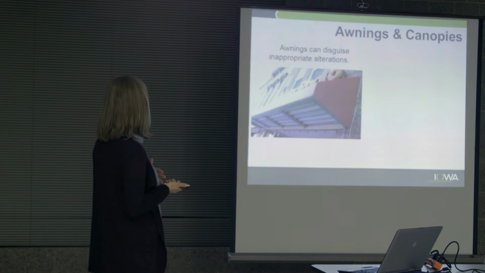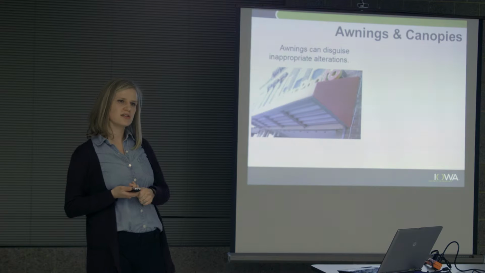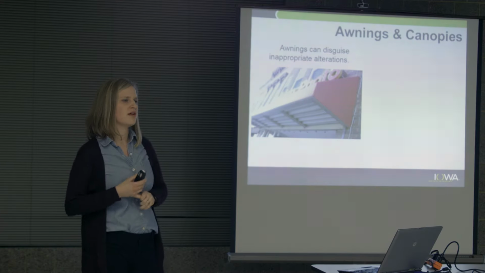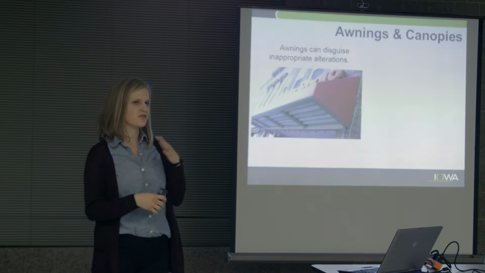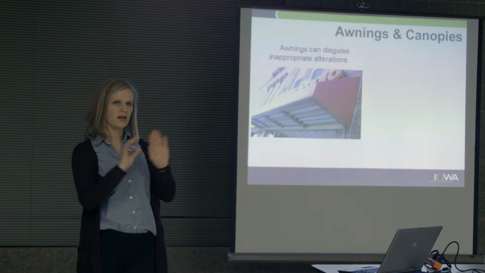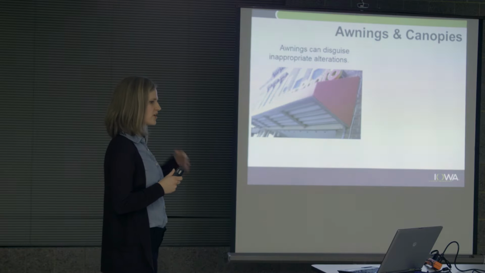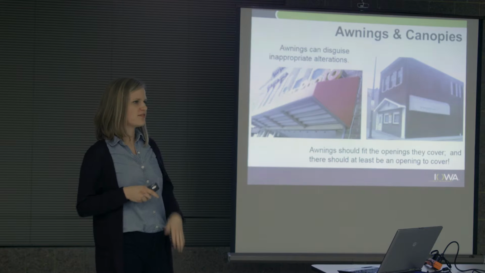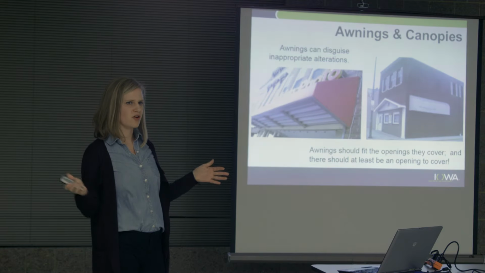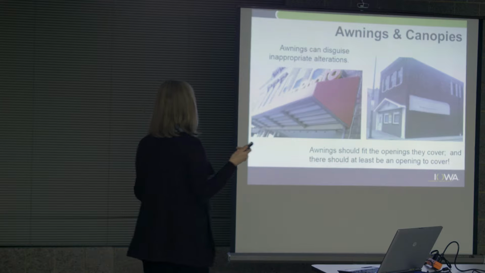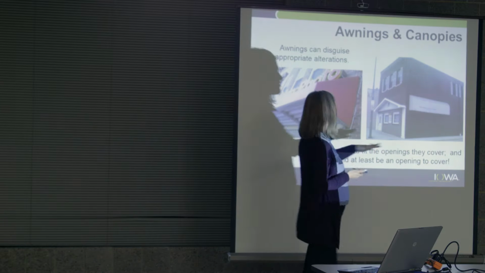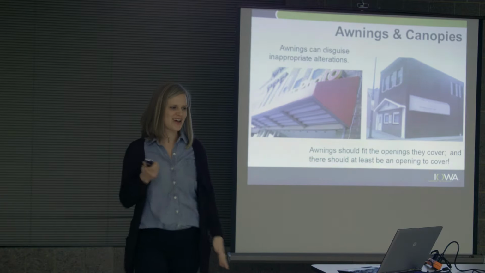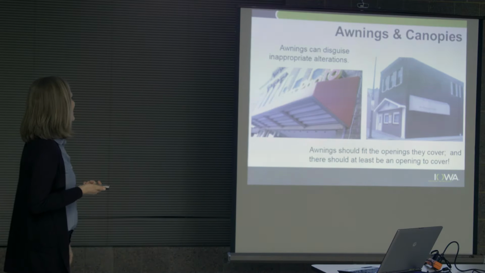But awnings can also disguise inappropriate alterations. We'll recommend them a lot in places where the transoms have been filled over. And if a full restoration of those isn't possible, sometimes an awning can cover that inappropriate alteration and give a better appearance from the street. But they should always fit the openings they cover. A rectangular opening, a rectangular awning, and there should always be an opening to cover, not just an awning put on the side of a building for added color or whatever that may be.